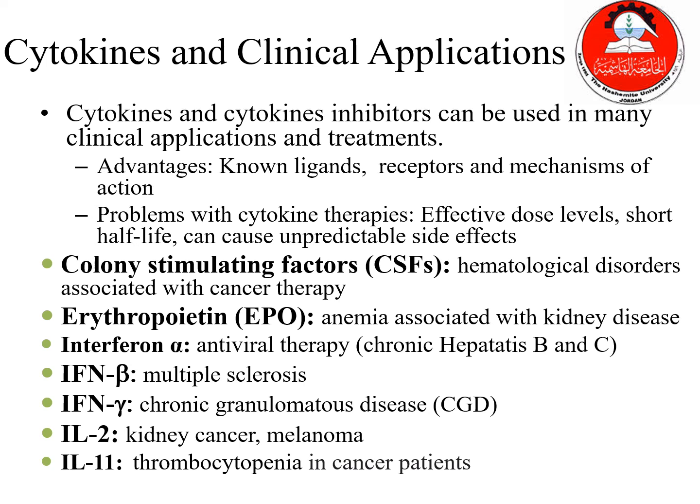What are some of the applications? We have the colony stimulating factor, which helps in hematological disorders associated with cancer therapy. Erythropoietin, EPO, is used for treatment of anemia associated with kidney disease. Interferon alpha has a role as an antiviral therapy in hepatitis B and C and in multiple sclerosis. Interferon beta has a role in multiple sclerosis. Interferon gamma is used for chronic granulomatous disease.